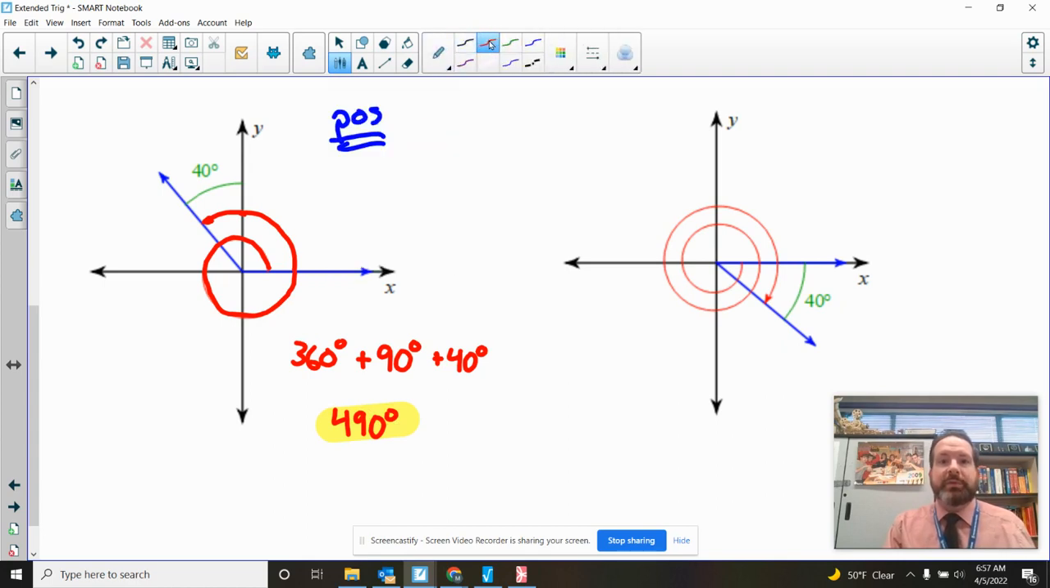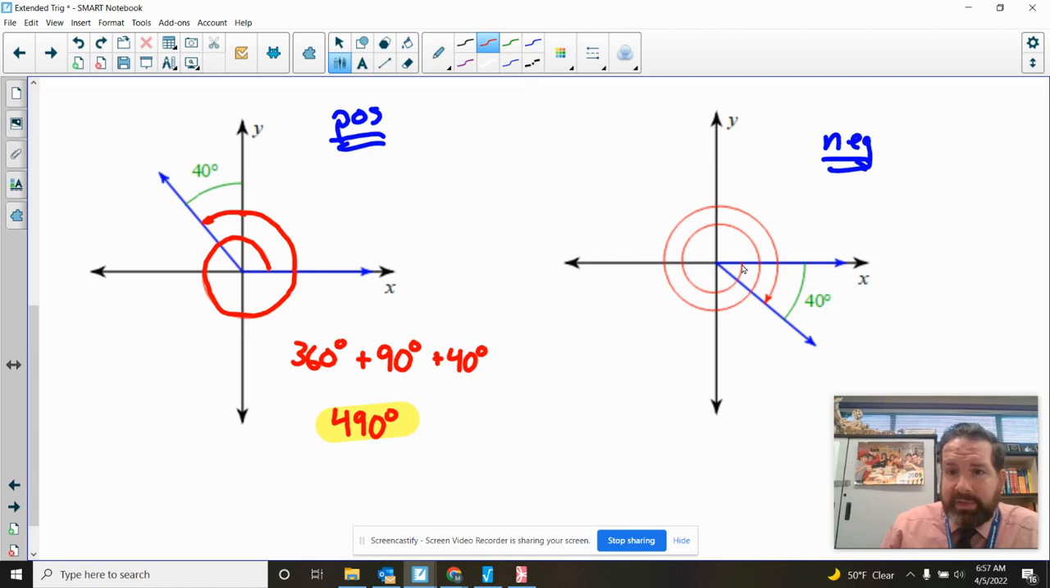Okay, for this next one, do a quick pause here. I want you to try this one out and then unpause when you're ready to check it. First, check your direction. I see here I'm going clockwise. Look at how the arrow is pointing and how the movement goes. That means it's going to be a negative angle.